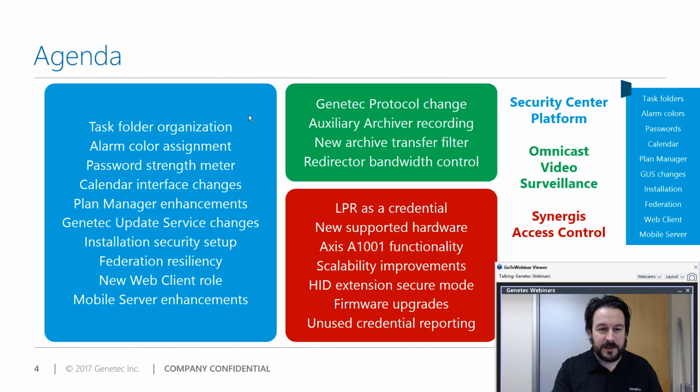So you'll see in our list here, we do have quite a few things to cover, such as new task folder organizations. We have alarm colors. You'll see the new password strength meter, which is pretty cool. A few little things are in there as well, like the calendar interface changes. Just want to point that out, but it's kind of a smaller feature.